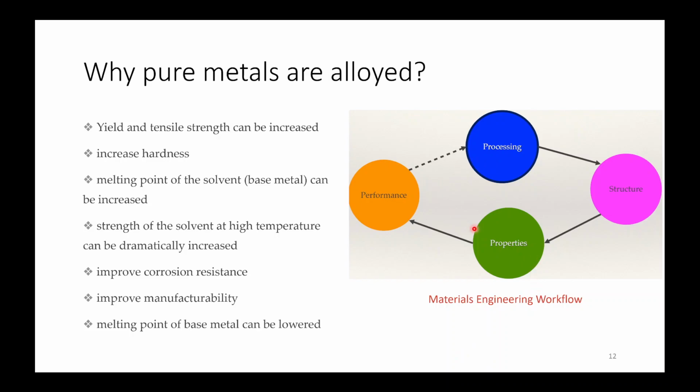Now this materials engineering workflow, I think you should be familiar with this. So the processing of a material decides what will be its microstructure. So this microstructure then decides what will be its properties, such as your tensile strength or yield strength. These properties are decided, and then these properties decide what will be its ultimate performance when it is used in some application.